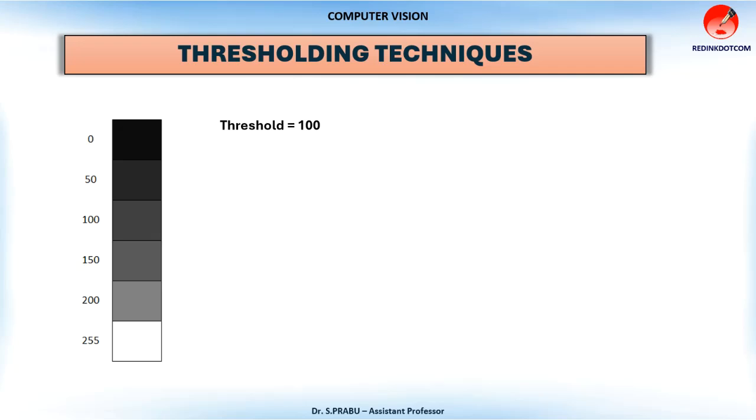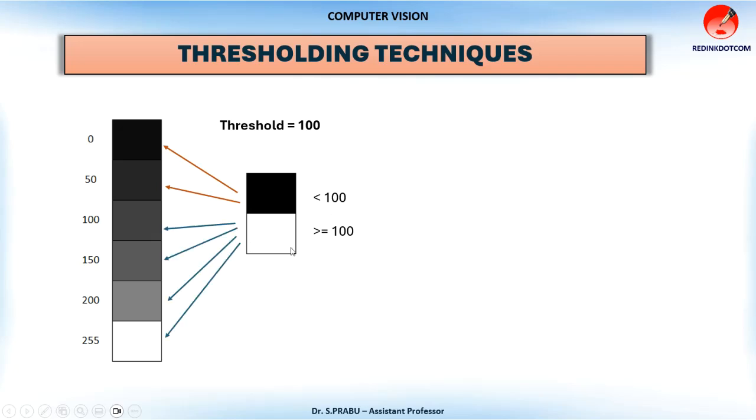I fix one threshold value as 100. It is a purely randomly selected value. It can be selected depending upon the situation. Then I fix the rule: if the value is less than 100, that pixel value is converted into black color. Remaining values are converted into white color. So these two pixels come under this category. Remaining pixels come under this category.